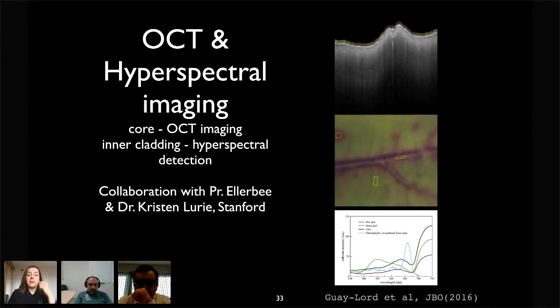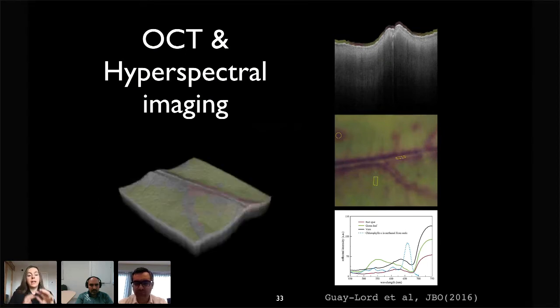The plant is now dead because we kept trying with different leaves. But essentially we're doing OCT through the core and hyperspectral imaging that we can reconstruct whichever way we want. We decided to reconstruct it with color. By combining the two, you get the high resolution depth information from OCT and the color information from the inner cladding. We can reconstruct it with RGB, so true color, but once we have the hyperspectral cube, we can reconstruct it whichever way we want.